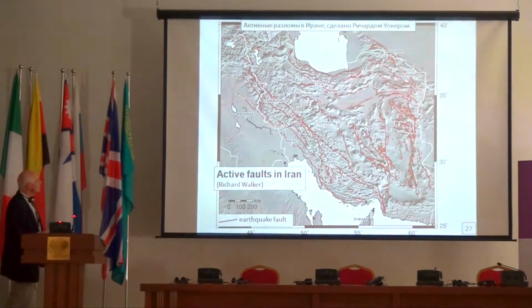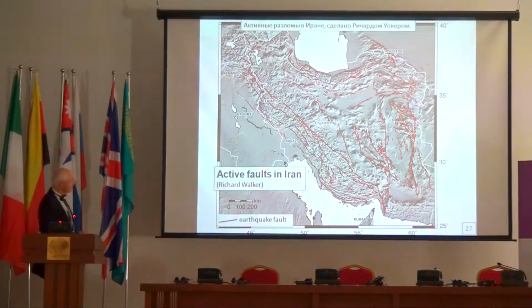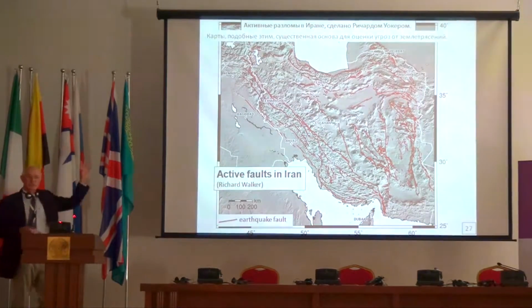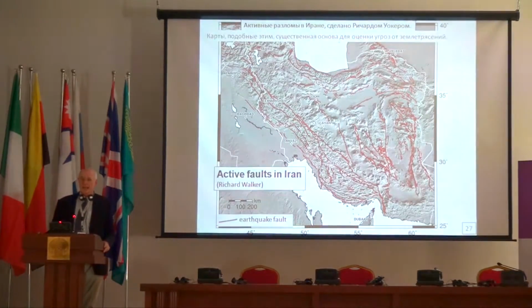Here's another map to show you in Iran. This is also produced by Richard Walker and his colleagues, and it shows a lot of red lines in Iran. This is the capital, Tehran, and these are faults which we know have moved in earthquakes in the past. So there is a lot of work to do to produce this kind of map, but this work is absolutely essential for a modern assessment of earthquake hazard. Without these maps, you really cannot say where the earthquakes are going to happen and what will be their characteristics. So this is a very important thing to do.